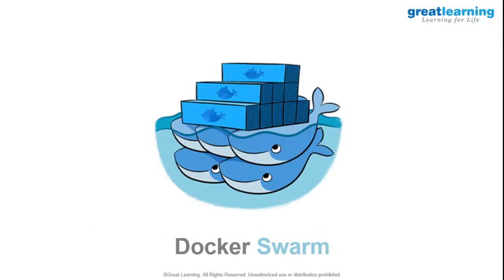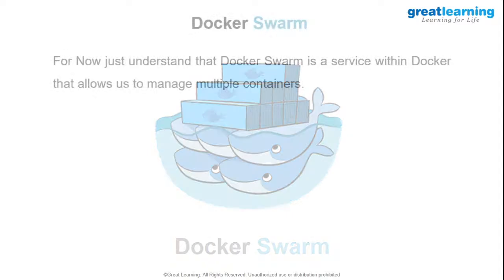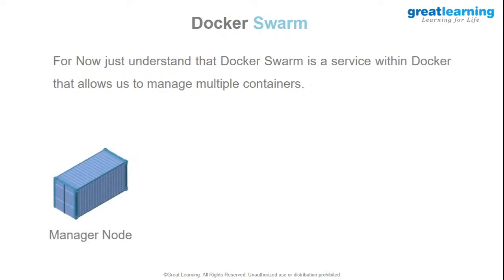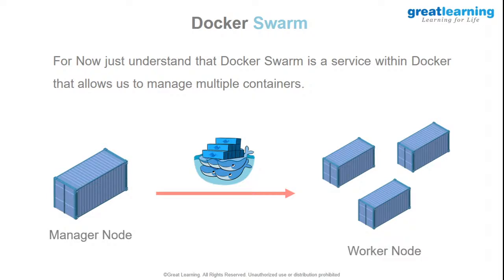Then we have Docker Swarm. This is an orchestration tool. When you deploy in actual production environments, you make use of Docker Swarm or similar orchestration services like Kubernetes, ECS or EKS, where you're managing multiple containers at the same time. For now, just understand Docker Swarm is a service within Docker that allows us to manage multiple containers. We've launched multiple containers, so how do we manage them? We make use of Docker Swarm. Basically, we group all of the containers in swarms, in clusters. In each cluster, you'll have a manager node and worker nodes, and you'll manage them using Docker swarm commands.